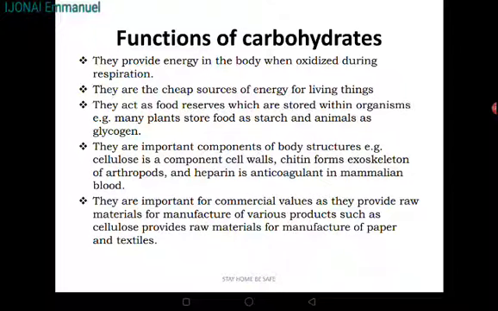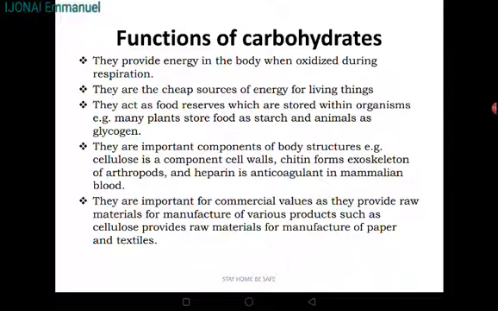And then we have, they act as food reserves, which are stored within the organisms. Many plants store starch and animals store glycogen. So these carbohydrates are storage reserves, food reserves in the body that can be used in the future. For example, glycogen can be broken down in the future in case the glucose is not enough in the body. Glycogen can be broken to provide glucose.